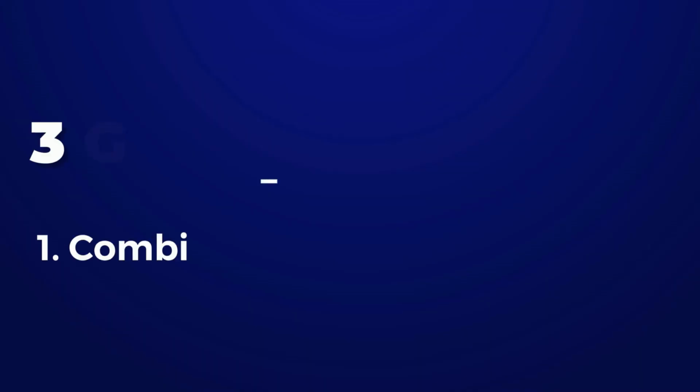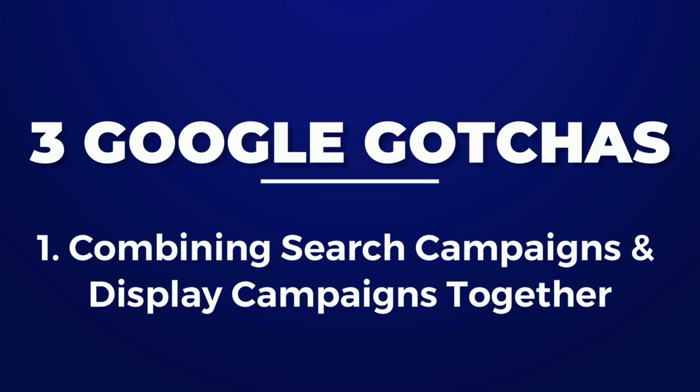Now, the first big gotcha I want to talk about is something I see again and again. Honestly, it's shocking how common this is. I've audited thousands of Google ad accounts, and I can confidently say this is the #1 reason people end up paying Google's idiot tax. The culprit? It's Google's default setting of combining search campaigns and display campaigns together in the one single campaign.